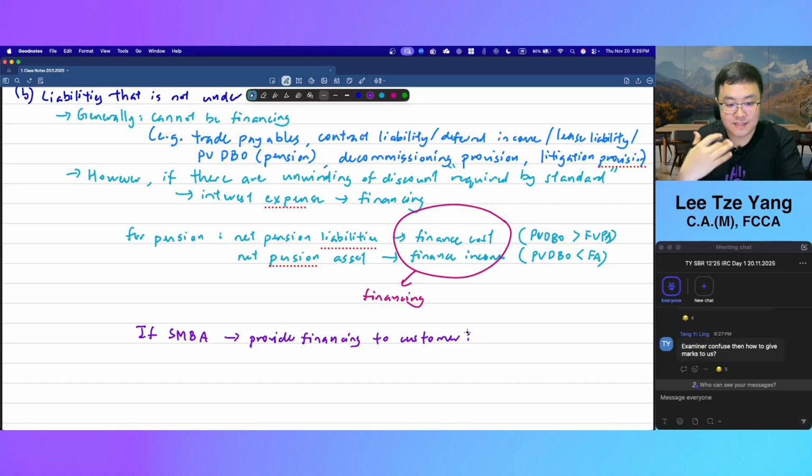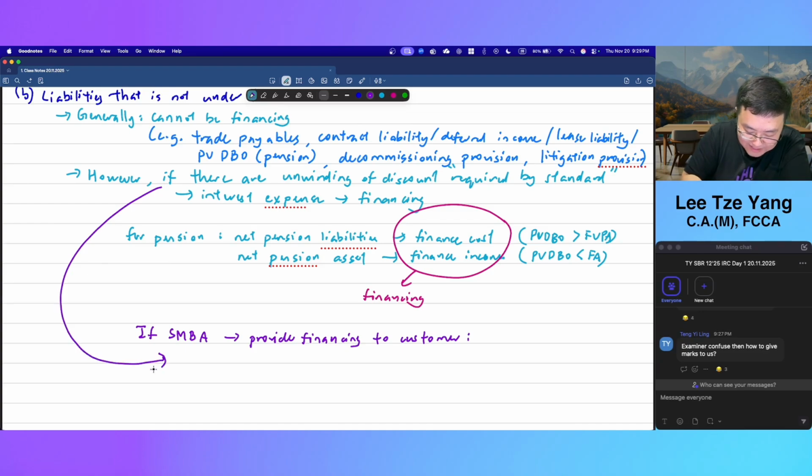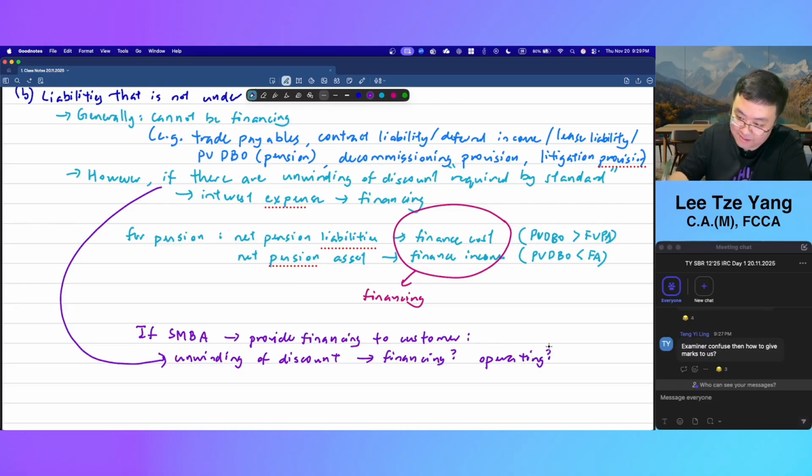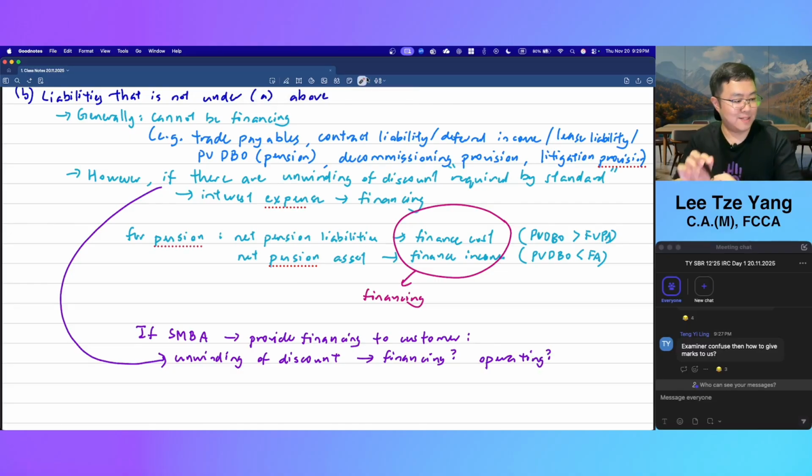If my SMBA is to provide financing to a customer, then all this unwinding of discount, would it still be under financing, or would it go to operating? Example, before you answer further, okay? Before you answer further.